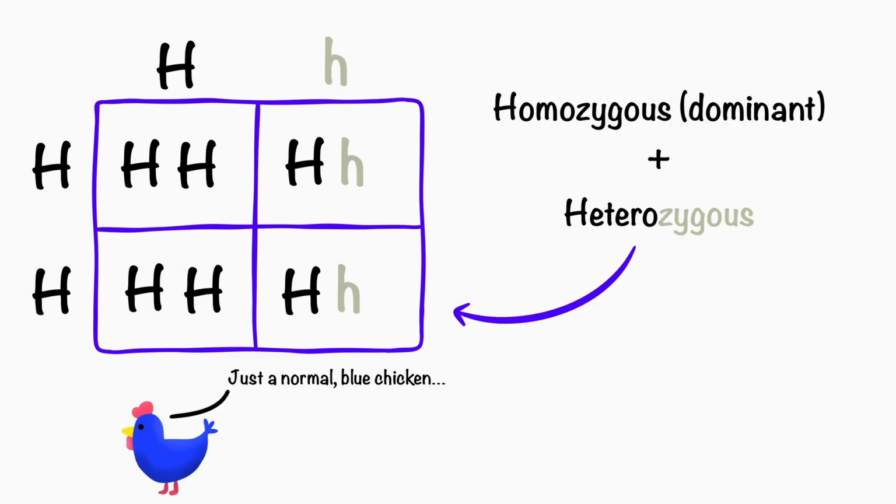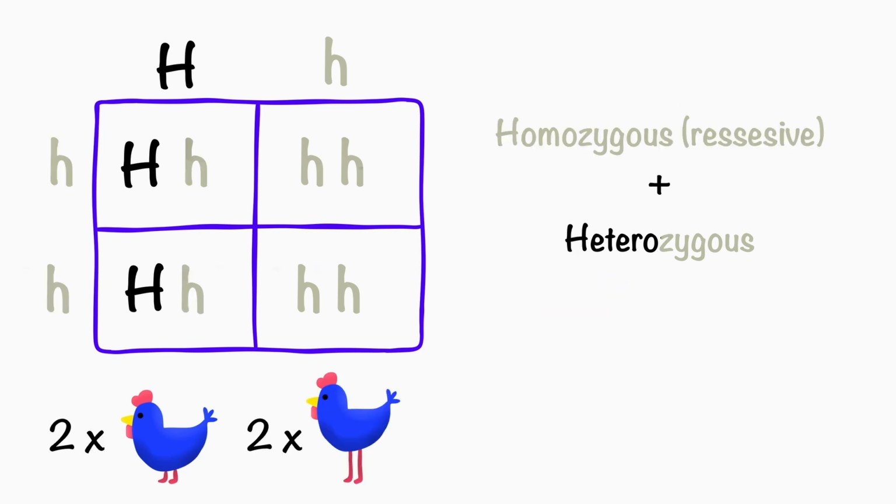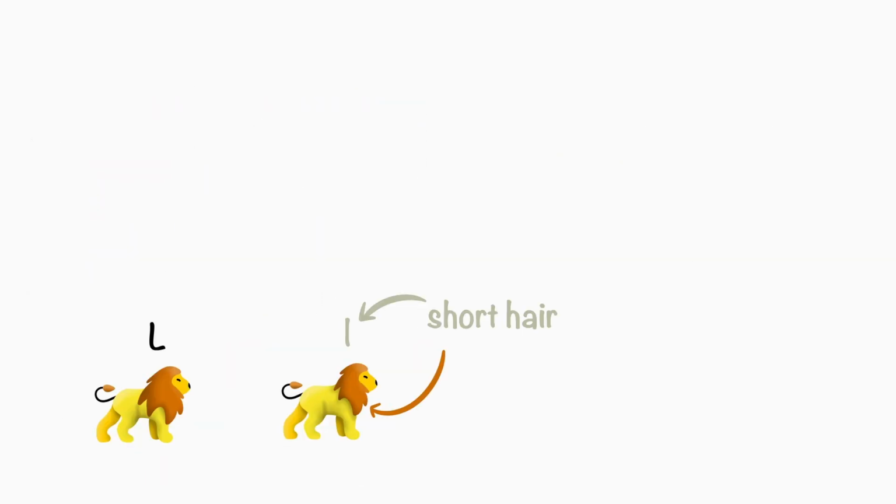If a homozygous dominant breeds with a heterozygous chicken, all their offspring will be normal. On the other hand, if a heterozygous chicken breeds with a homozygous recessive chicken, half their offspring will be normal and half will have long legs. Let's look at another example.